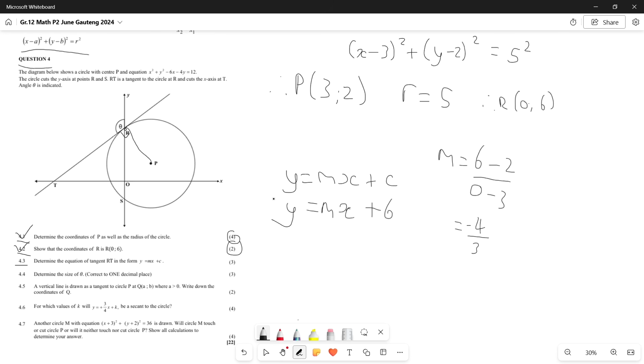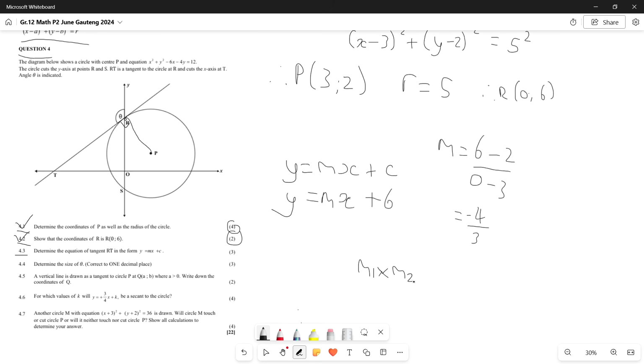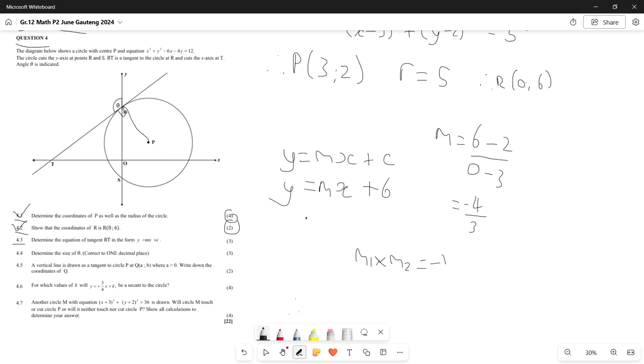And now that we have the gradient of a decreasing line from r to p, we can multiply m1 by m2, and this equals -1 because of tan perp radius. We don't have to write down the reasons. We don't get any marks for reasons unless they specifically ask us. But then that means we can write -4 over 3 here for the gradient of rp, our m1. m2 is what we want. That is the gradient of tr over there.